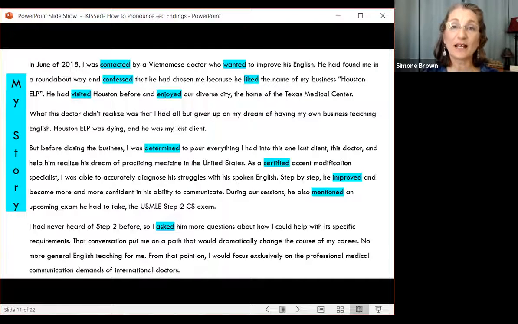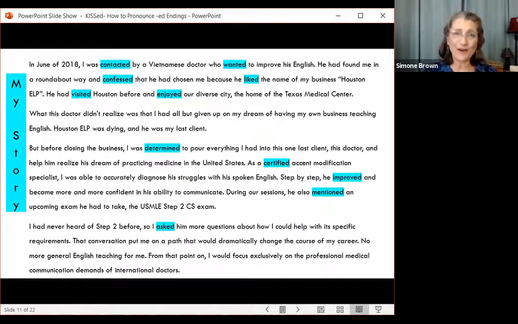As a certified accent modification specialist, I was able to accurately diagnose his struggles with his spoken English. Step by step, he improved and became more and more confident in his ability to communicate. During our sessions, he also mentioned an upcoming exam that he had to take, the USMLE Step 2 CS exam. Now, we don't have that exam anymore, I know, but this was a couple years ago, okay?